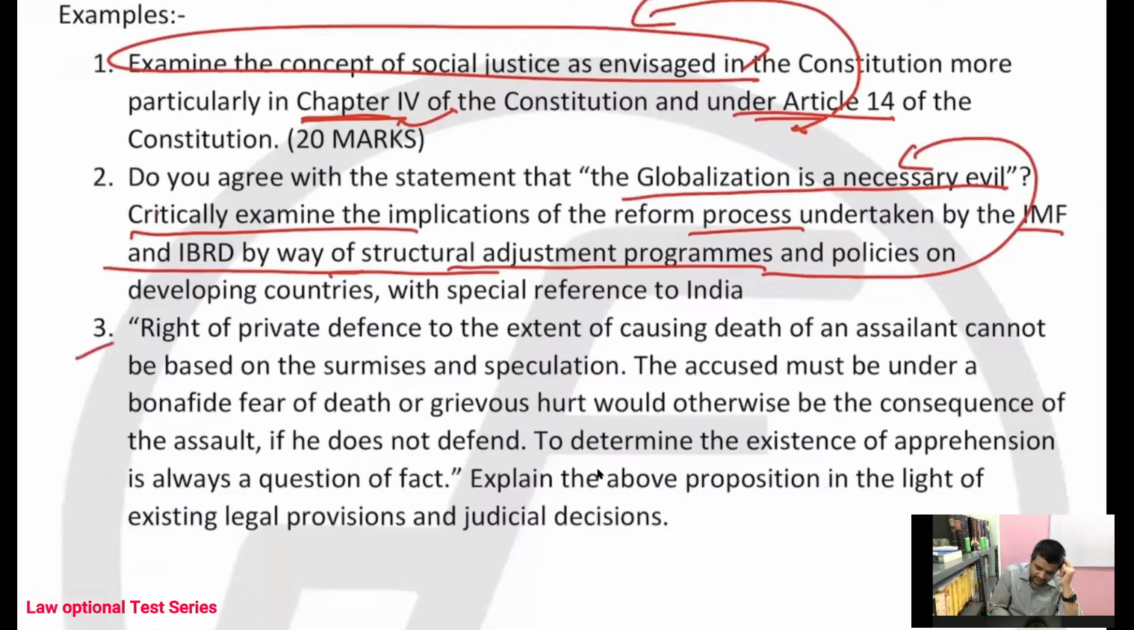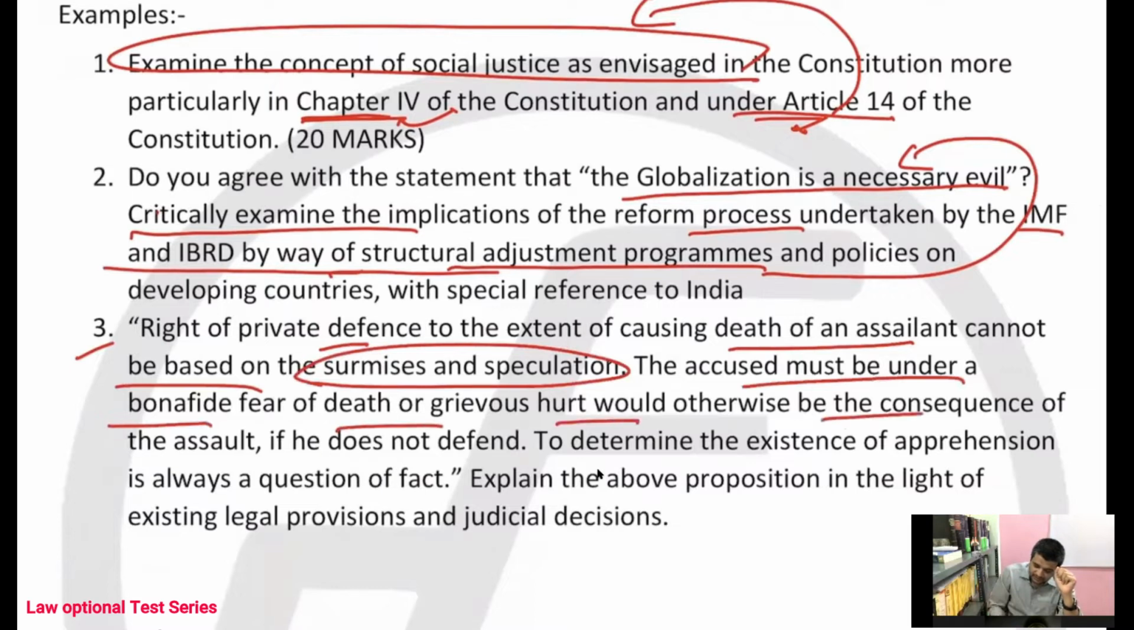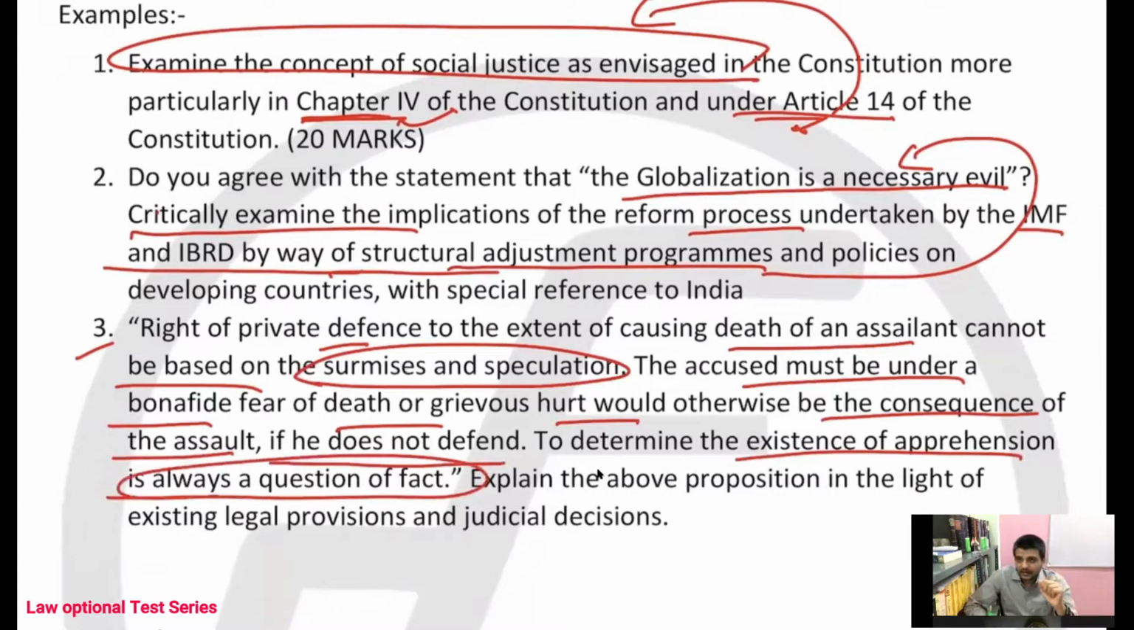Like you see this: the right of private defense, to the extent of causing death of an assailant, cannot be based on surmises and speculation. It is talking about how the right of private defense must be controlled, must be regulated. That is the philosophical part. The accused must be under a bona fide fear that death or grievous hurt would otherwise be the consequence of the assault. To determine the existence of the apprehension is always a question of fact.